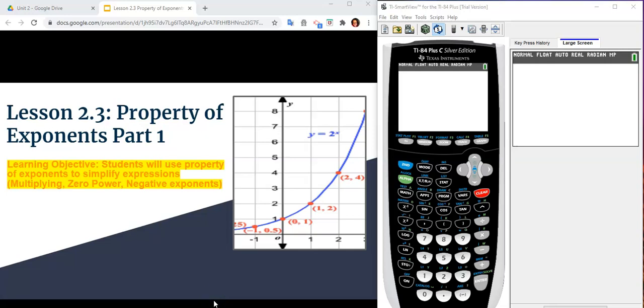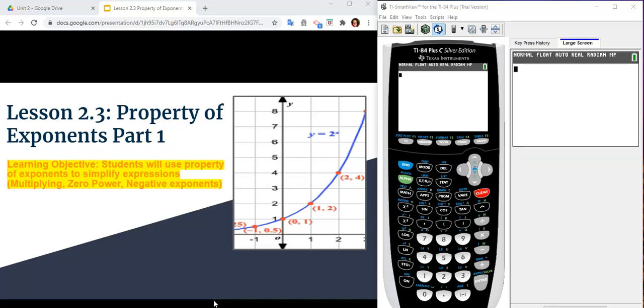All right, lesson 2.3 is we're going to be talking about properties of exponents. And I'm calling this part 1 because I want to make sure that you guys really understand your properties of exponents. Our learning objective for this lesson: students will use properties of exponents to simplify expressions.